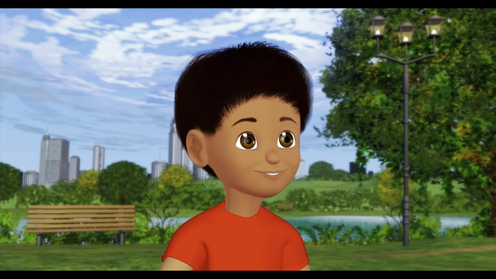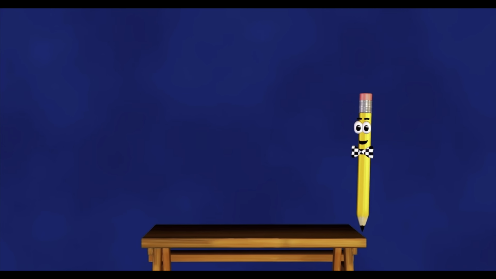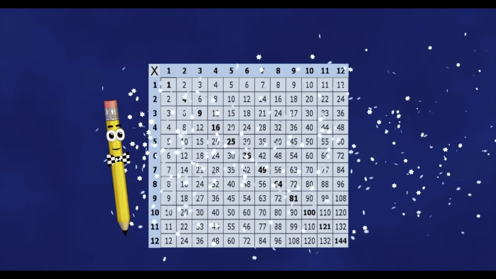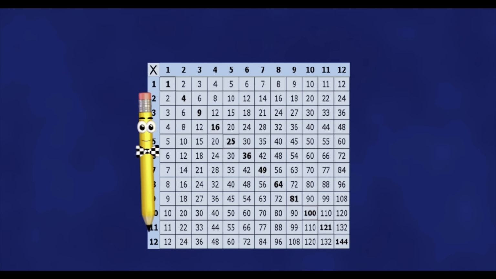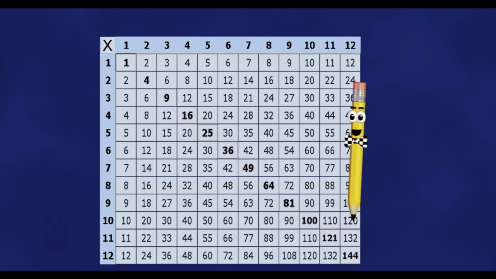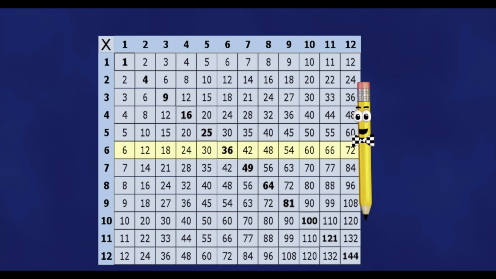Super! I wish there was some way for me to see all the facts I need to learn. You know, all at once. Your wish is my command. Watch and be amazed as I turn this ordinary picnic table into a times table. Awesome! We can find the product of any two factors by looking at this table. 6 times 8 equals 48. 7 multiplied by 9 is 63. Let me try, Marco. 8 times 4 is 32.